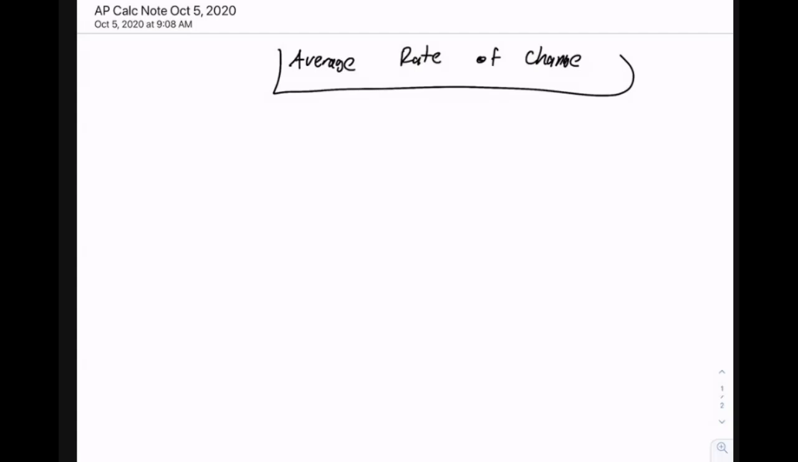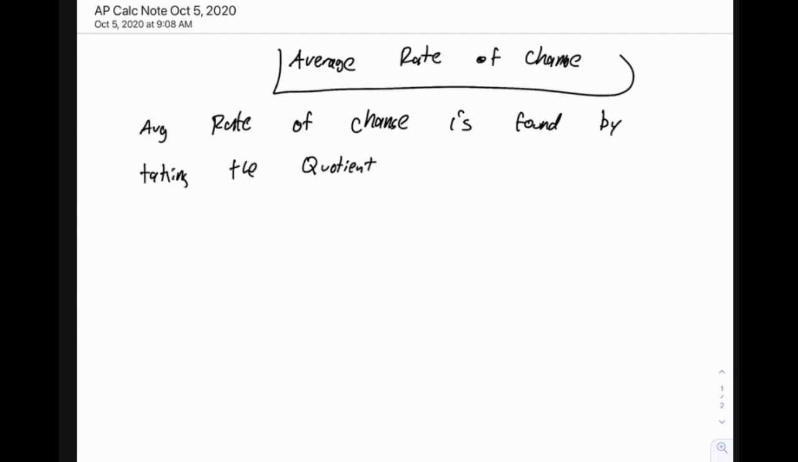rate of change. And for that, you've actually done rate of change in your previous courses, but you found average rate of change. So the average rate of change is found by taking the quotient, put that in quotation marks, of the slope between 2 points.